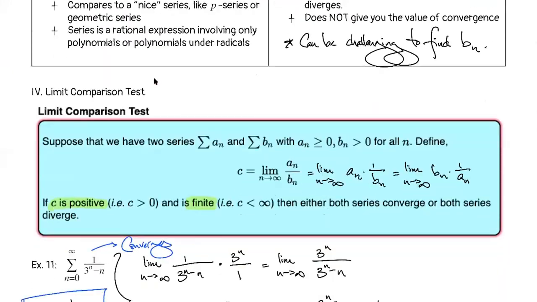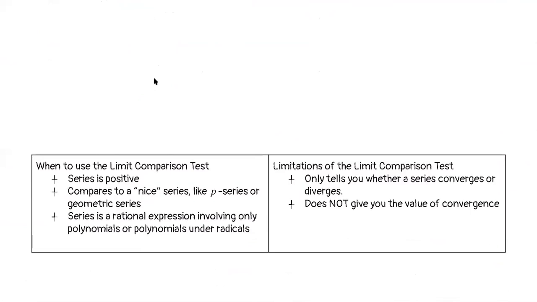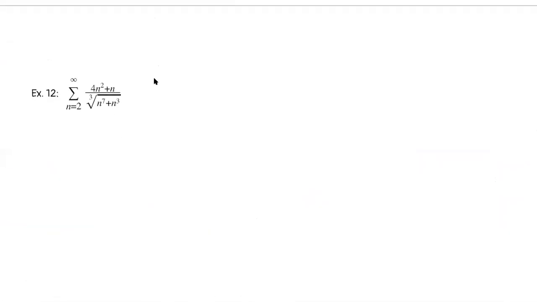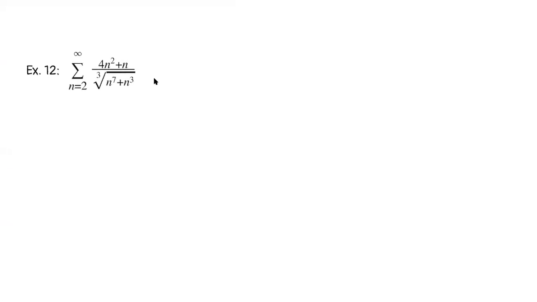All right. So we've got one last example, and then we'll talk about some pros and cons. We've got this infinite series: 4n squared plus n over the cube root of n to the 7th plus n to the 3rd. Now, immediately, I hope that nobody's trying to integrate this. That is a bad call. It's not going to go very well for you.